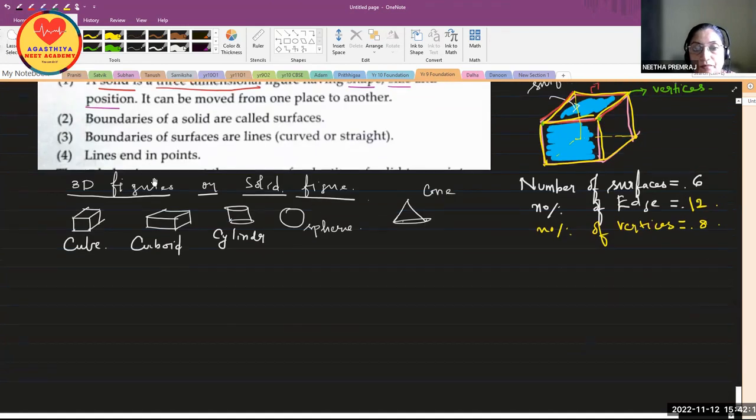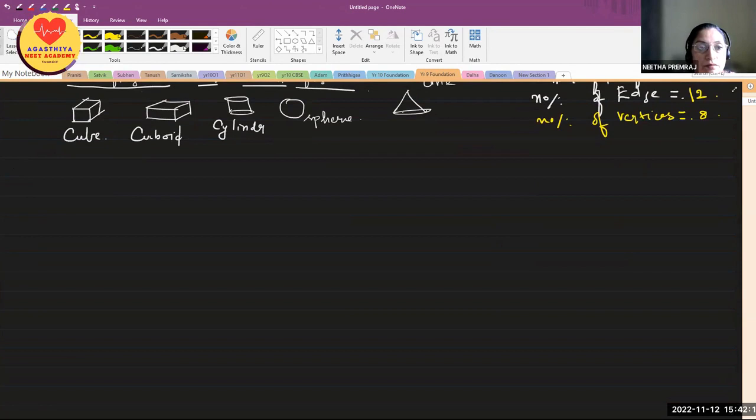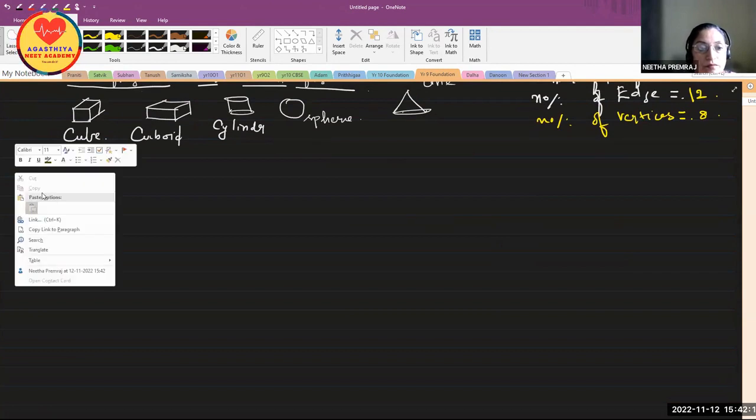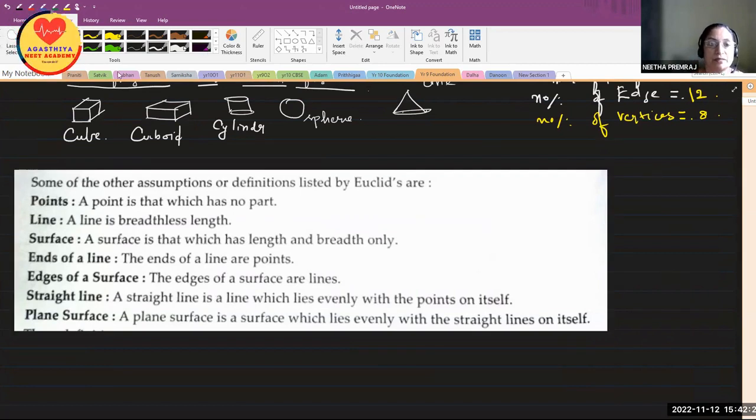So next, Tamil children, you can copy afterwards. Next is some other assumptions. What do you mean by assumptions? Anybody? Assumptions means we are thinking, okay, this is true. We assume, we think ourselves it is true. That is called assumptions.